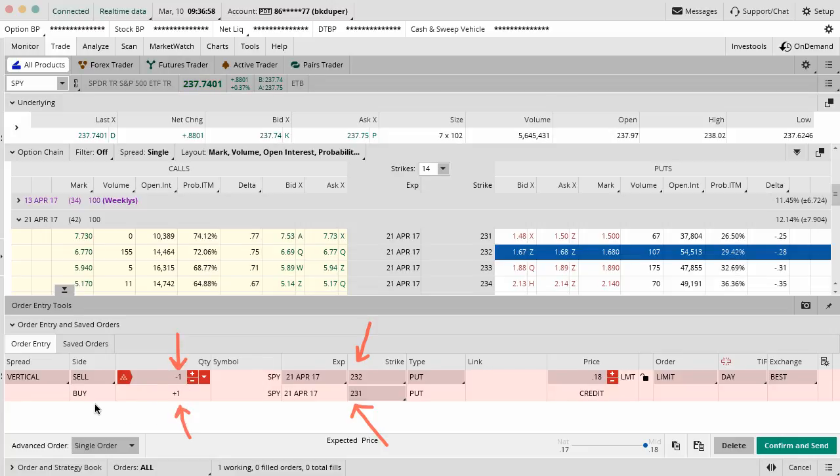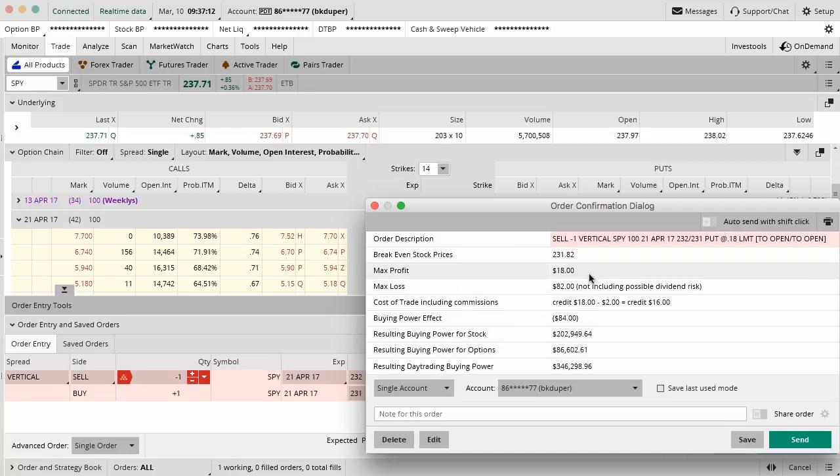Again, it's all in here inside of the order. It tells you which side each contract is on. In this case, you're taking in a credit of about 17, 18 cents. You can see the market's actually moving right now as we do this. If you wanted to do this trade, you would hit confirm and send. You could see your max profit, your max loss, your break-even points, etc.